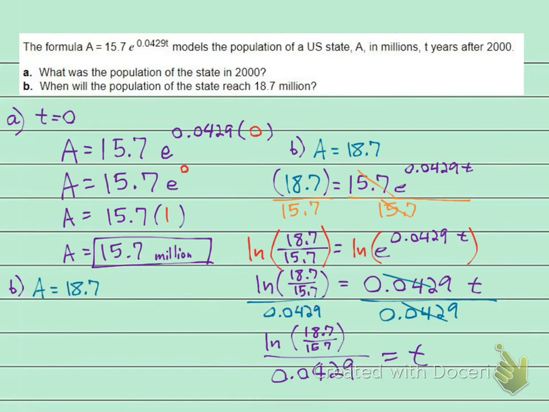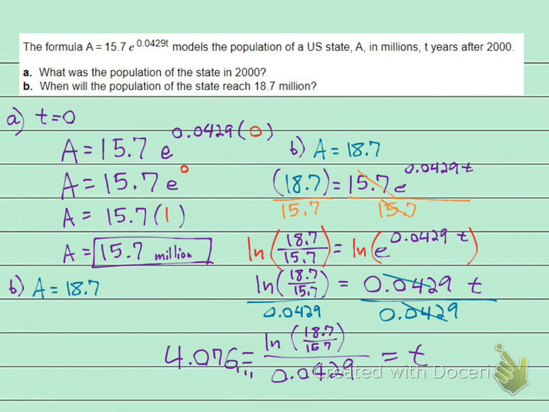Okay, I have my calculator here. The natural log, ln, of 18.7 divided by 15.7. Make sure to close the parentheses. I'm going to hit equals. That gives me 0.174862812, divided by 0.0429 equals, and it gives me 4.076, and it goes on for quite a while. So it equals 4.076.